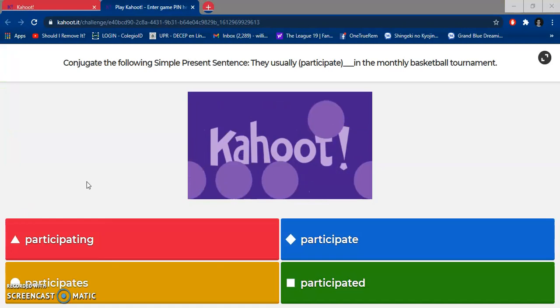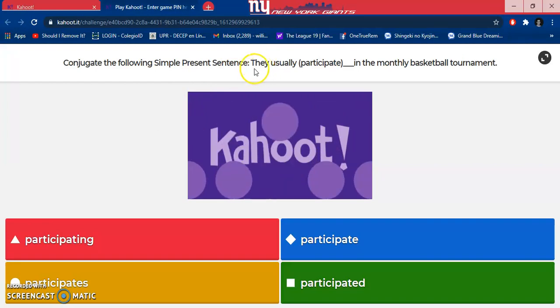Alrighty. Now we're in the next exercise. So the sentence says, they usually blank in the monthly basketball tournament. As we do with the other exercises, we're gonna see the subject, el sujeto. El sujeto de esta oración es they. They, este es el sujeto. This subject, utilizando they, el pronombre they, is in third person plural.